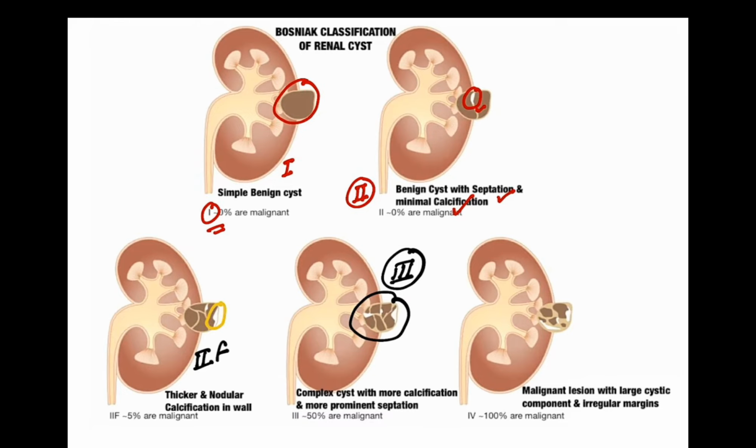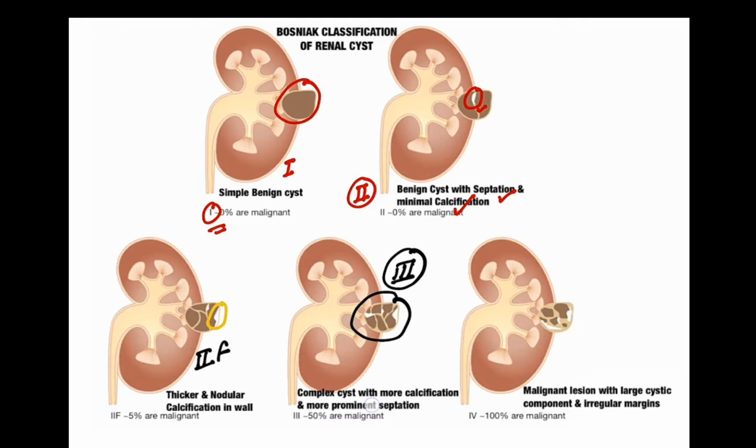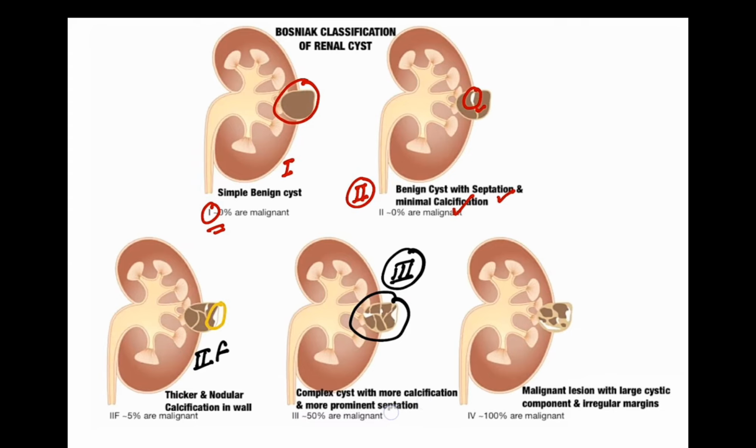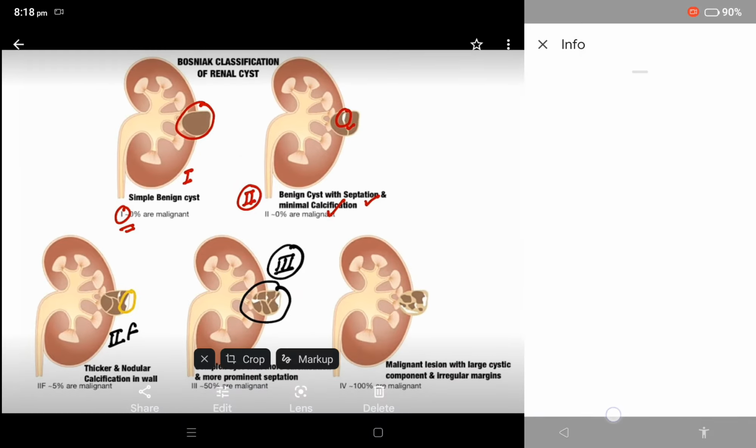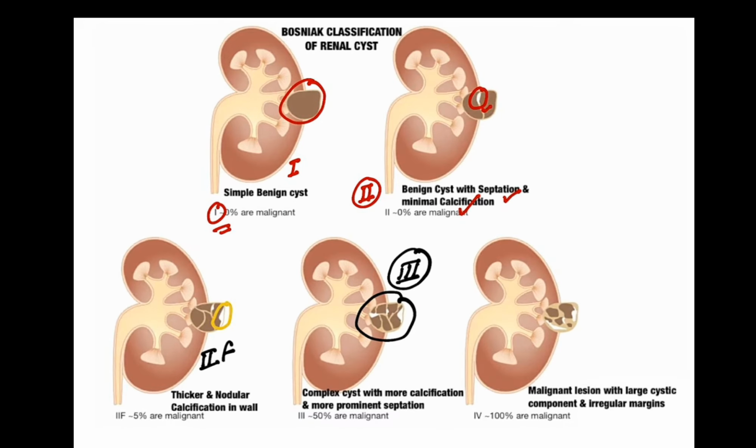Thick and nodular calcification occurs in the wall. Then type 3, we have the complex cyst with more calcification and more septation. Then there is type 4. Type 4 is malignant lesion with large cystic component and irregular margins. So Bosniak classification helps in the identification of the cyst and how much is the chance of malignancy. Like in type 1 and type 2, they are 0% malignant. In type 2F, that is 5% malignant. In type 3, 50% are malignant. Type 4 are 100% malignant.